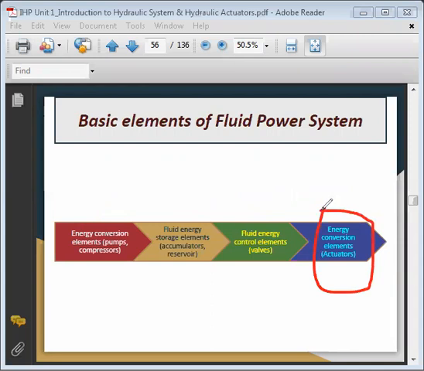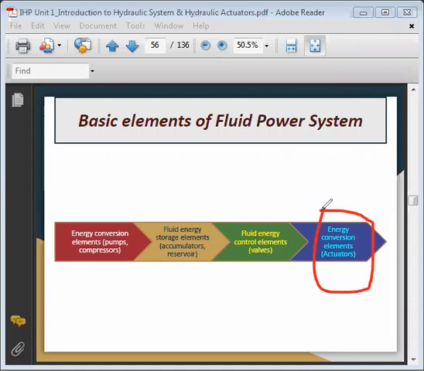The basic question that arises is, what are the actuators? Once again, I'm repeating because this basic is important. What are the actuators? Actuators are the devices which are used for converting hydraulic energy into mechanical energy. Getting it? In other words, I can say actuators perform a function just opposite to that of your pump.